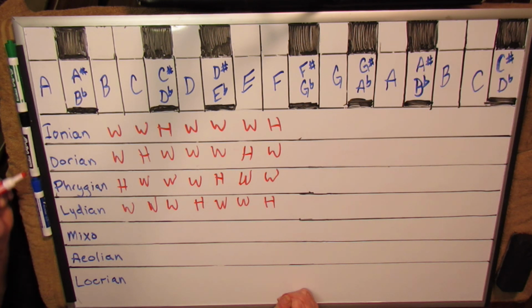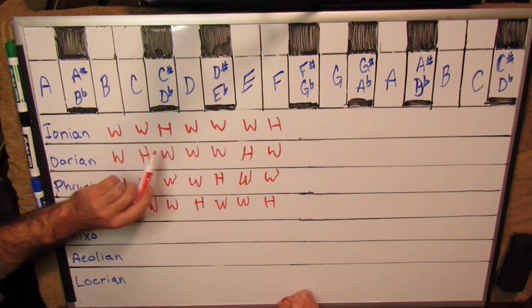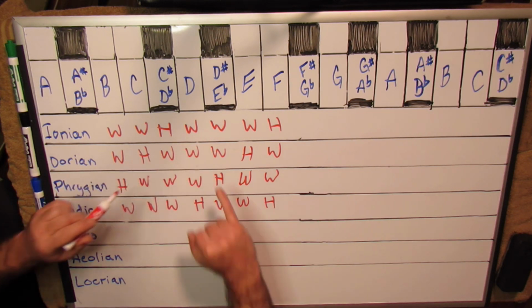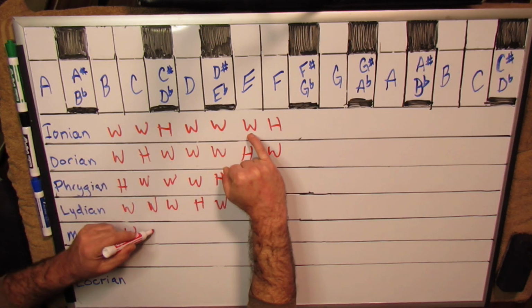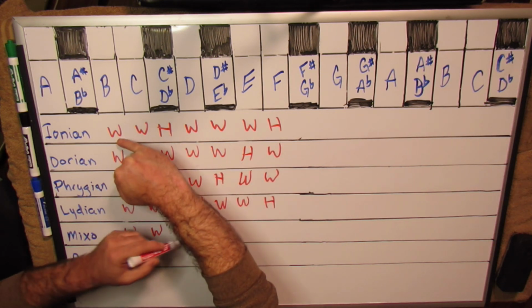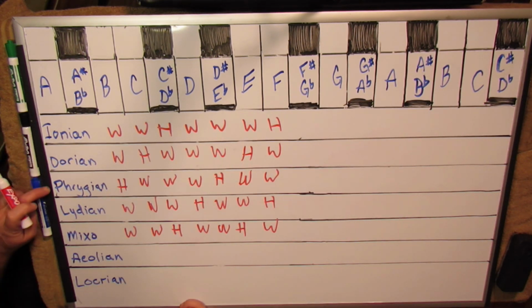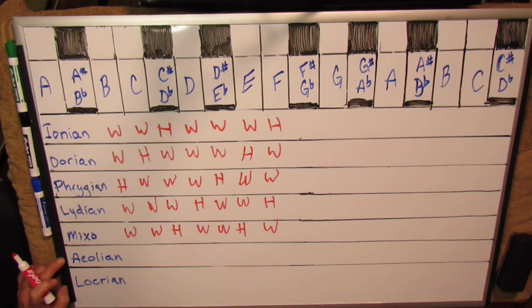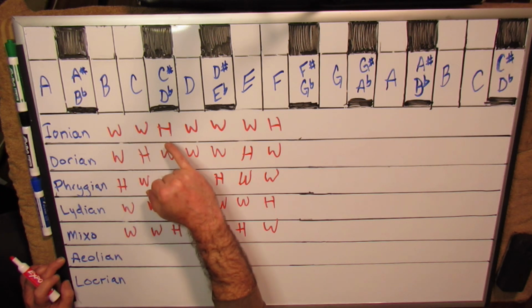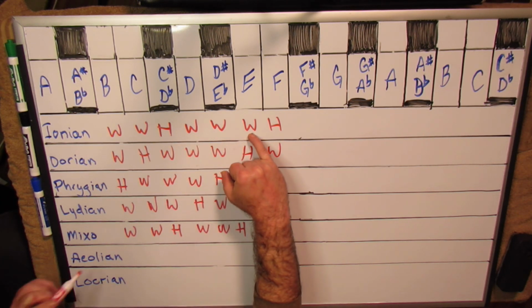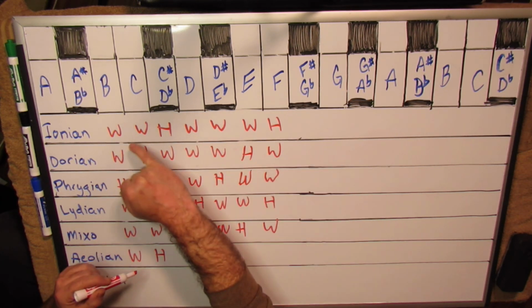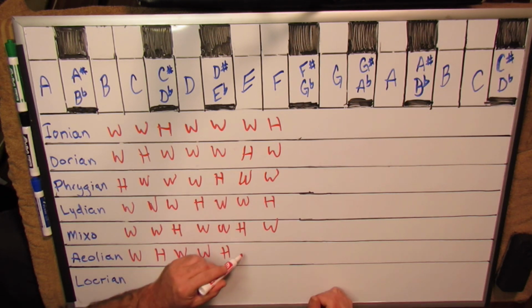Mixolydian is going to start on your 1, 2, 3, 4, 5th degree. Whole step, half step, back around, whole step, half step, whole step. 1, 2, 3, 4, 5, 6th degree is Aeolian. This is also called your natural minor. Whole step, half step, whole step, half step, whole step, whole step.